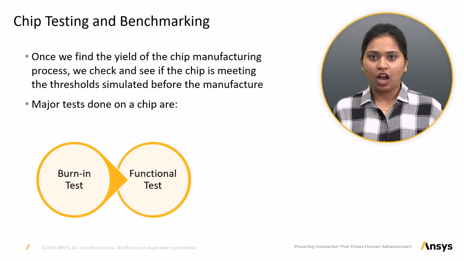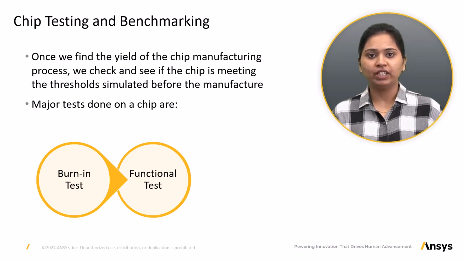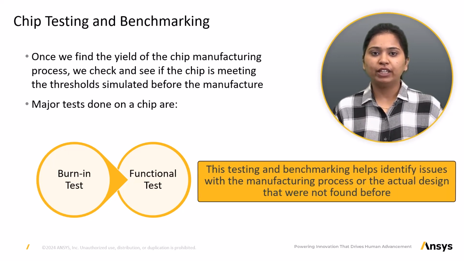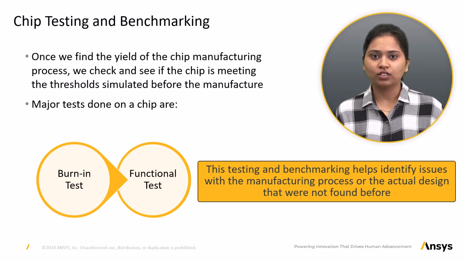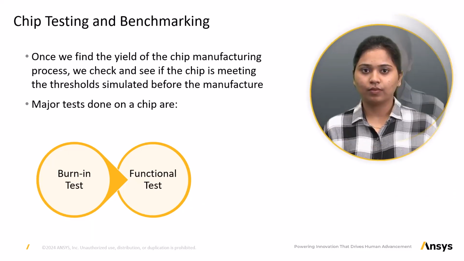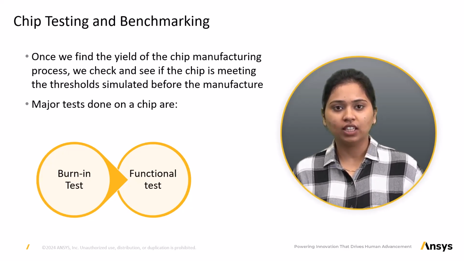Functional test. After passing the burn-in test, the chips are subjected to a functional test to ensure the chip meets the desired functionality. This testing and benchmarking helps identify issues with the manufacturing process or the actual design that were not found before. These chips are put through various other testing processes, benchmarked and compared with the values calculated and set as threshold during the simulation stage.